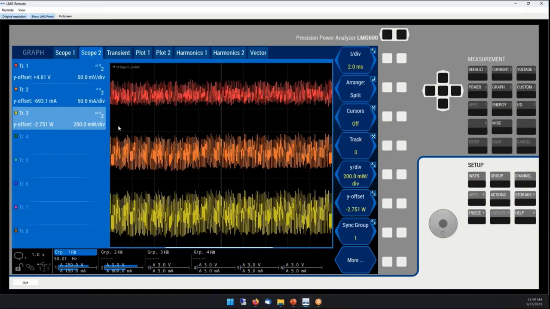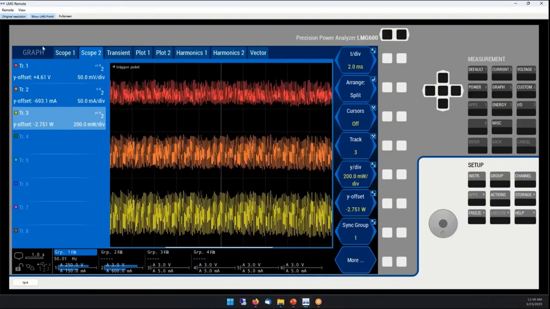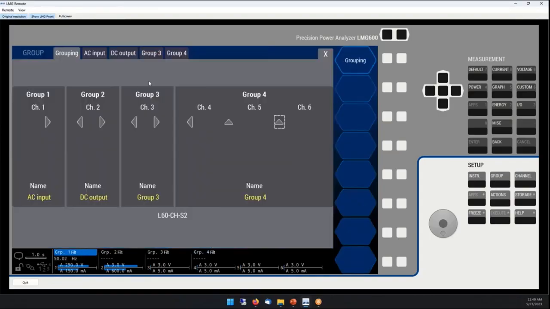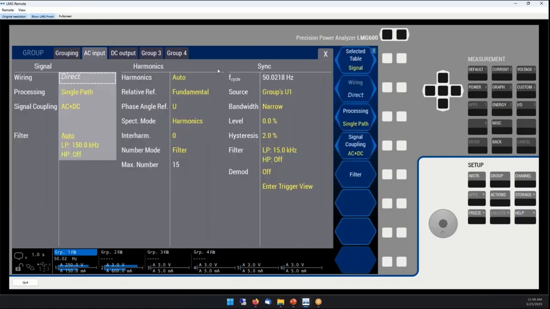Okay, so let's see how we can set up those groups now. If I go back to the group settings, I have, as you see here, some settings to apply to the entire group that represents my input. I will change it to dual path. I will also show the effects of dual path later.